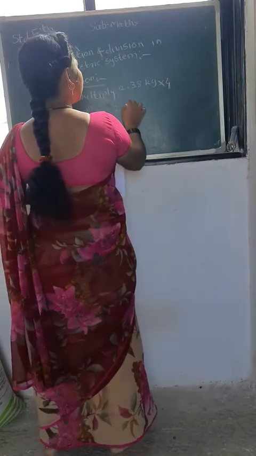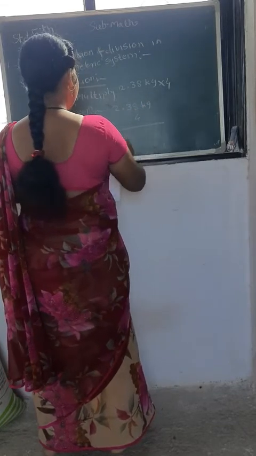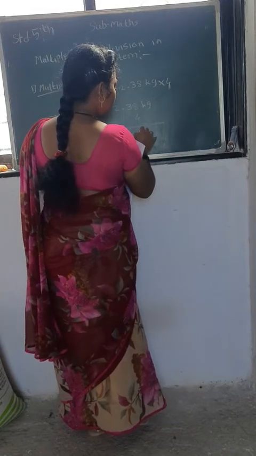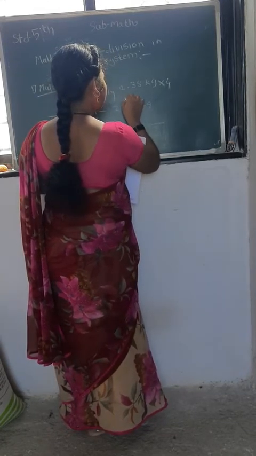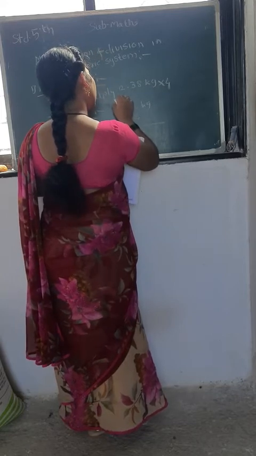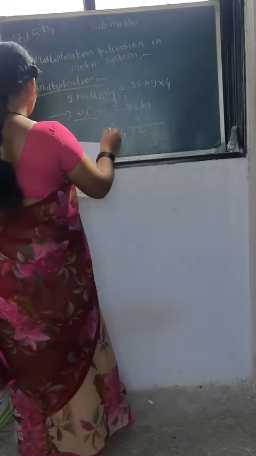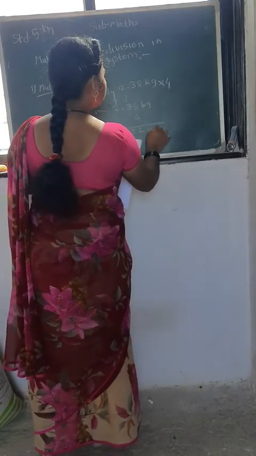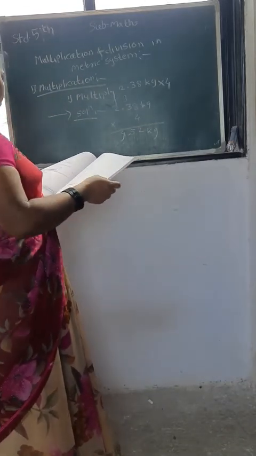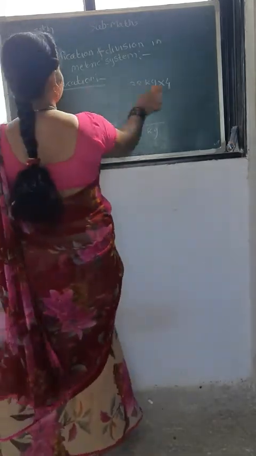Solution is, we have given 2.38 kg multiplied by 4. Write 2 at the 1's place and shift to 3 at the 10's place. 4 3's are 12, 12 plus 3 is 15. Write 5, carry 1. 4 2's are 8, 8 plus 1 is 9. So 9.52 kg. The decimal point is after 2 digits, and the unit kg is as it is.